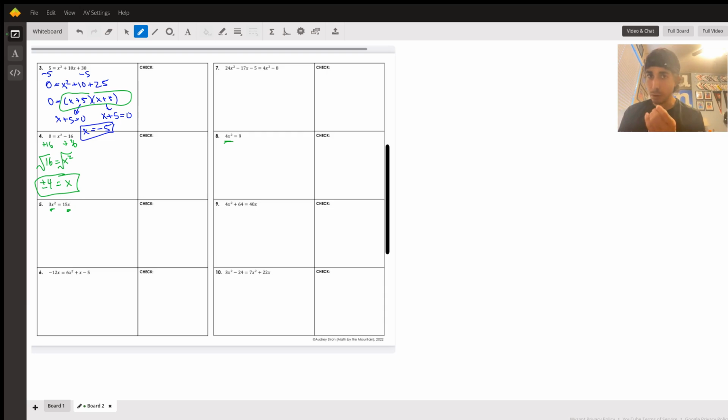Something super important to remember: whenever we take the square root on both sides, it is a plus or a minus. If this is on a test, that'd be like half a point right there probably. So make sure we include that.